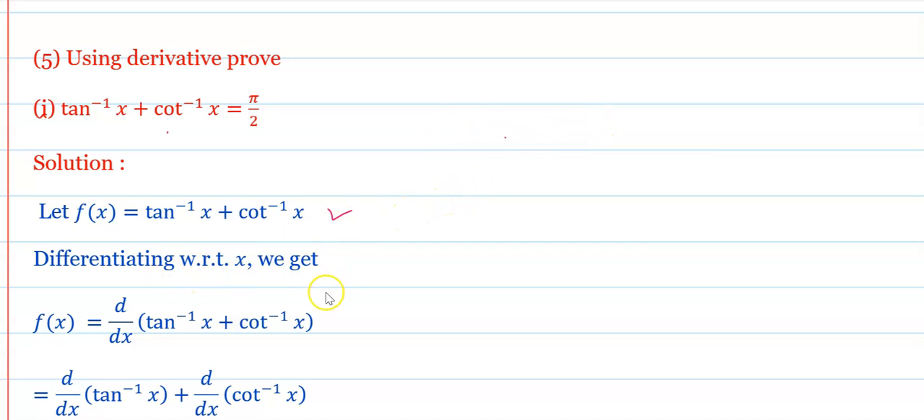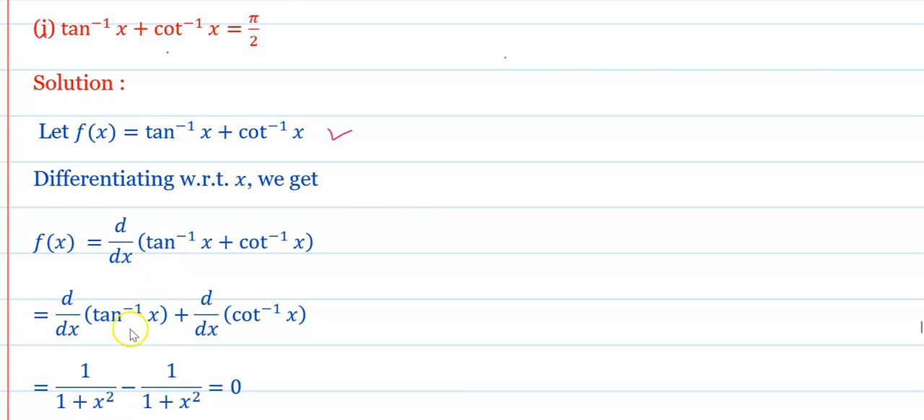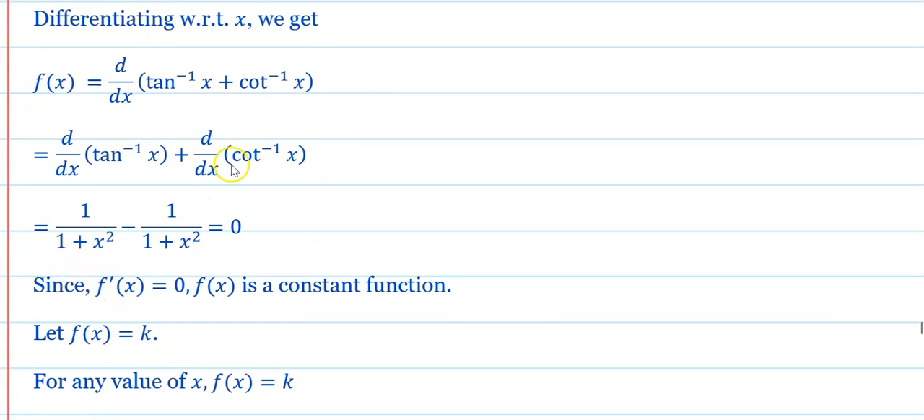Now differentiate this with respect to x. Derivative of tan inverse of x is 1 upon 1 plus x square. Derivative of cot inverse is minus 1 upon 1 plus x square. Overall it is 0. Means what? Here f dash of x is equal to 0. Means the function's derivative is 0. It is clear that the given function is a constant. F of x is constant.